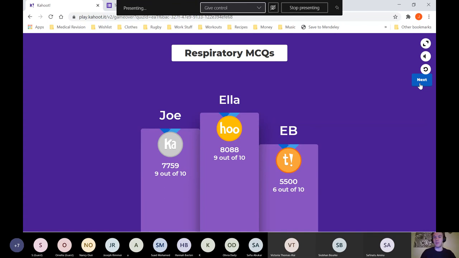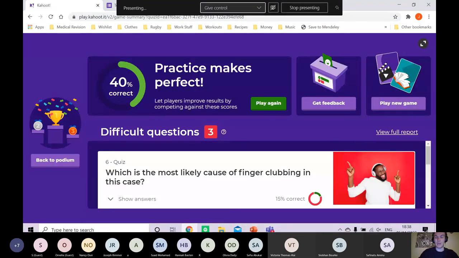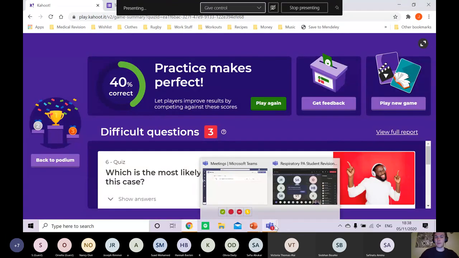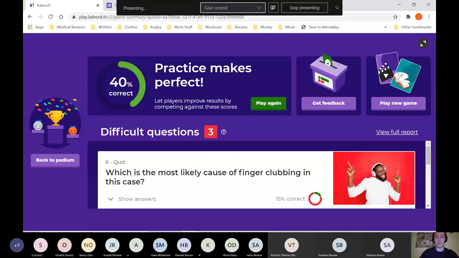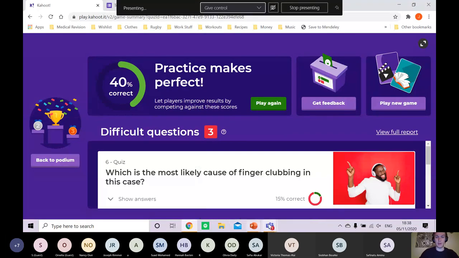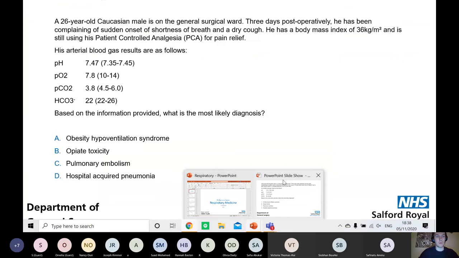So like with the saturations for COPD, the reason I'm putting that in is not necessarily because you'll be asked it in an exam, but it's a fundamental thing that I think is often misunderstood. So what we're hoping to see is that as we get closer to the exams, these kind of questions will trip you up less and less. So well done to Ella, to Joe, to EB. We will carry on with using this kind of thing in the future, just to make sure that you're testing and learning and seeing how you improve over time, because that's what we want to see.